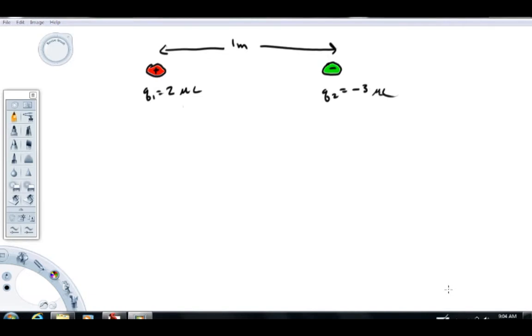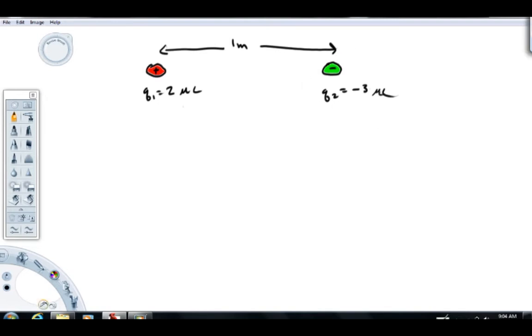The purpose of this video is to demonstrate how electric fields are calculated for a pair of point charges. So in this example, imagine a pair of point charges. I've got one right here, a positively charged particle at 2 microcoulombs. And micro means, by the way, 10 to the minus 6. Over on the right here, I've got a negatively charged particle at negative 3 microcoulombs.